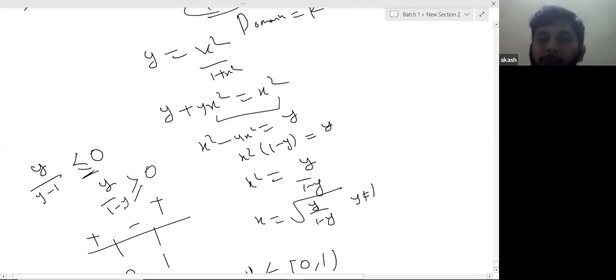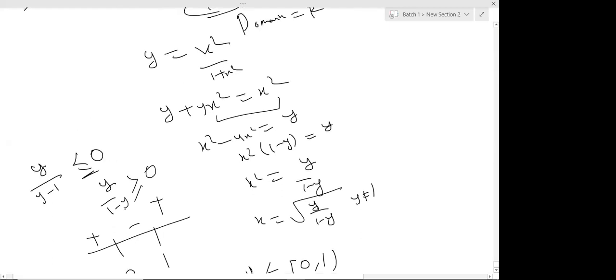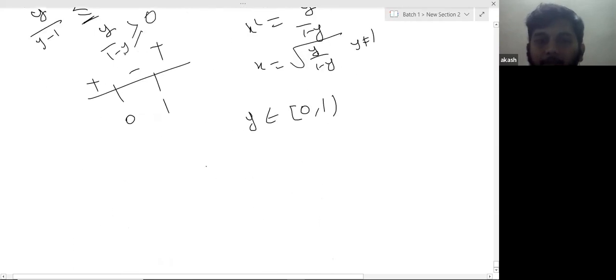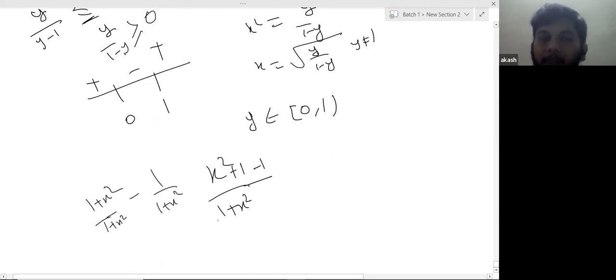Irfan, clear? Okay. We can try to attempt this with a different method also for the range. Adding 1 and subtracting 1 in the numerator. After breaking this, we'll have 1 plus x square upon 1 plus x square minus 1 upon 1 plus x square, right?